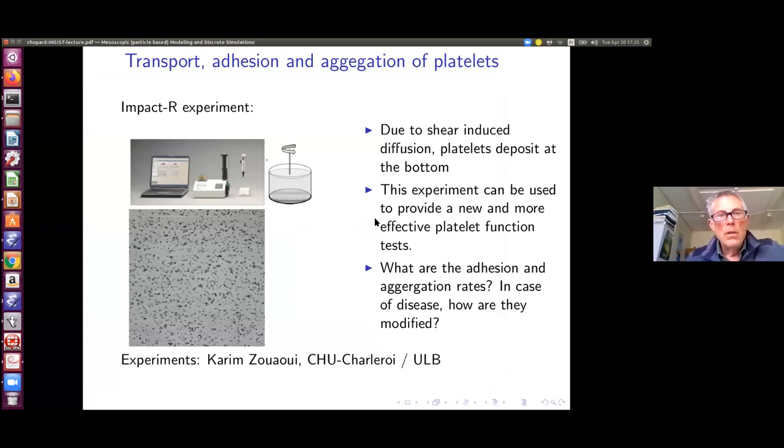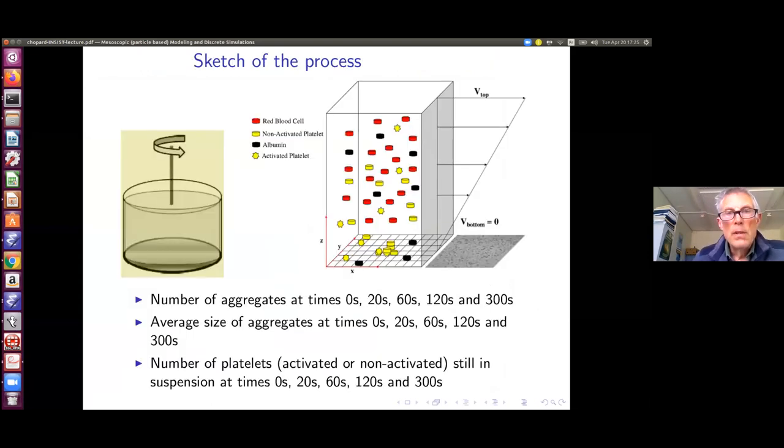Okay. So the question we were interested in is to see whether we can, from this image, from the actual deposition of platelets, guess what the adhesion and aggregation rates of these platelets are, and then know what the properties of these platelets are. So that's a sketch of the system where you have here the column corresponding to what is observed. Here you have the deposition surface. And in this column, subject to a shear rate, you have red blood cells, you have platelets, which are non-activated and activated platelets. That's actually important. And you also have an ingredient which is interesting, which is the albumin.